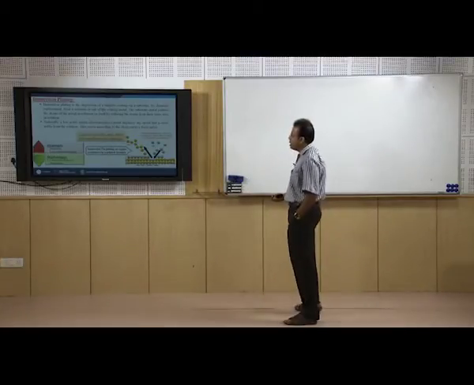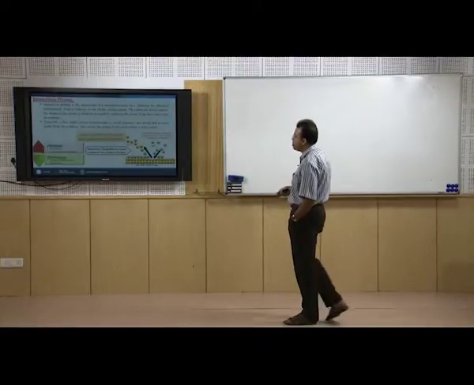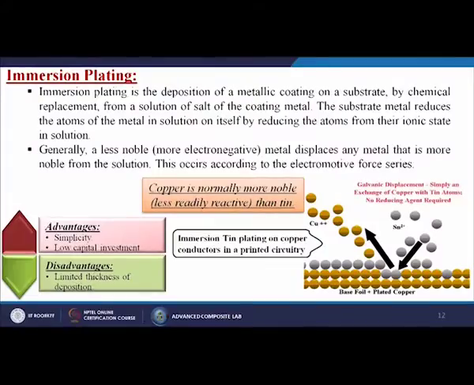Immersion plating is also one kind of deposition of a metallic coating on a substrate by chemical replacement from a solution of a salt of the coating metal. The substrate metal reduces the metal ions in solution onto itself, taking the atoms from their ionic state in solution. Generally a less noble, more electropositive metal displaces any metal that is more noble from the solution. This occurs according to the electromotive force series. Copper is normally more noble, less readily reactive than tin.